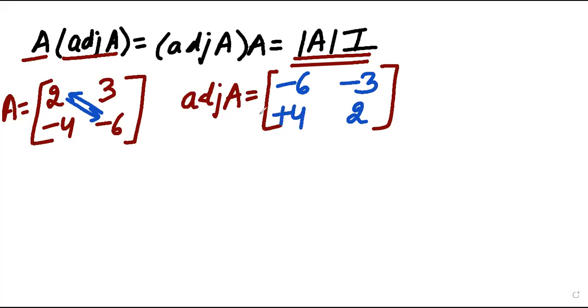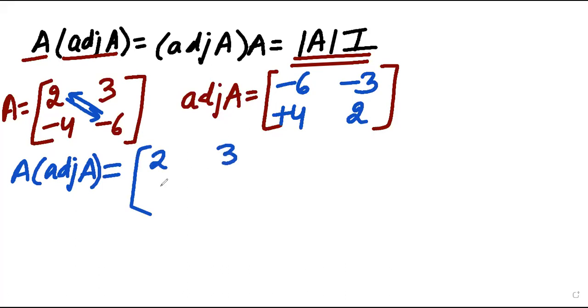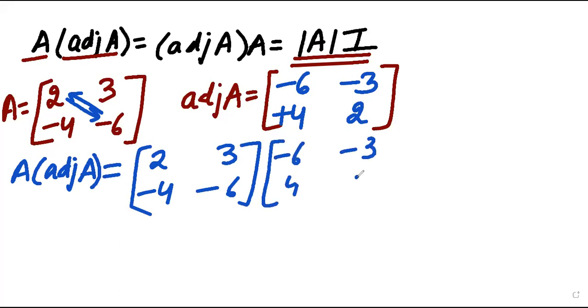Got it? This is adjoint of A. Now multiply A into adjoint of A. The next step is to multiply this A with the adjoint of A. So what is A? That is 2, 3, minus 4, minus 6. Multiply with this: minus 6, minus 3, 4 and 2.